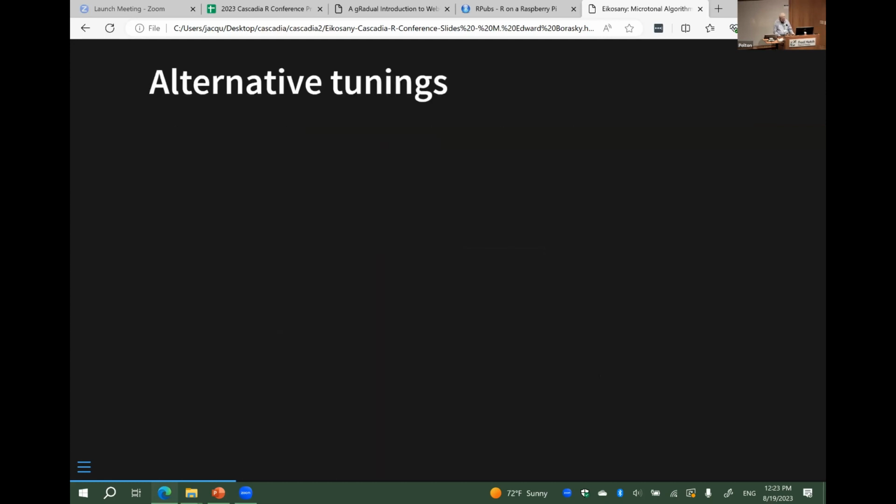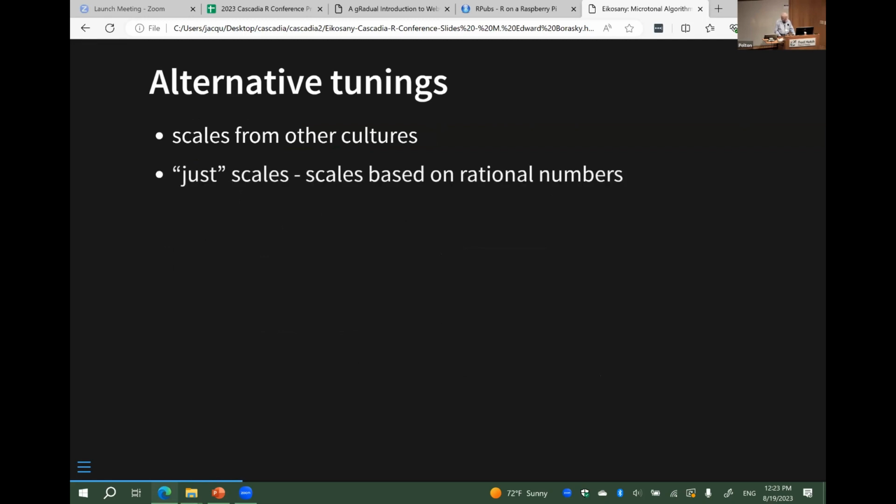Now, alternative tunings, this is where it gets interesting. Scales from other cultures: the most common ones you'll run into are the gamelan scales of Indonesia. I forget what the scales for South Indian music are called. Makam scales from the Turkish Arabic world. And then just scales, which are scales based on rational numbers. There's a long and ugly history as to why we don't use just scales and we use the equal tempered scale.